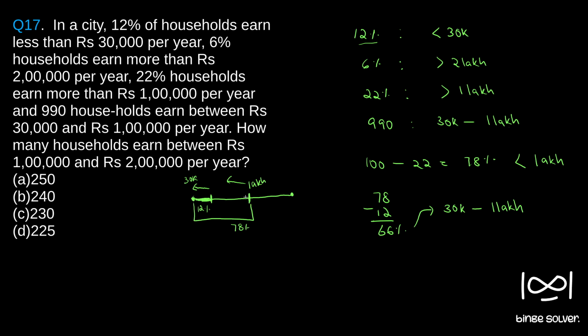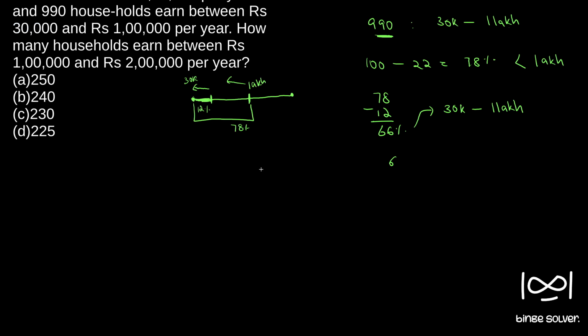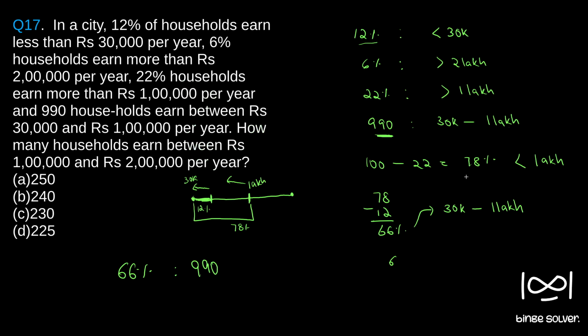So to find the people between 30,000 and 1 lakh, subtract 78% minus 12%, we get 66%, and it is given that 990 is the number between 30,000 and 1 lakh. So we have 66% is 990, and the question asks how many people are between 1 lakh and 2 lakh.